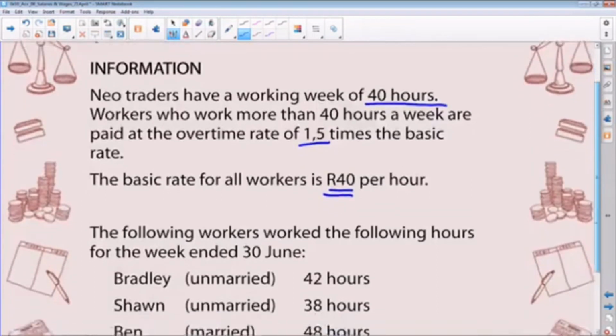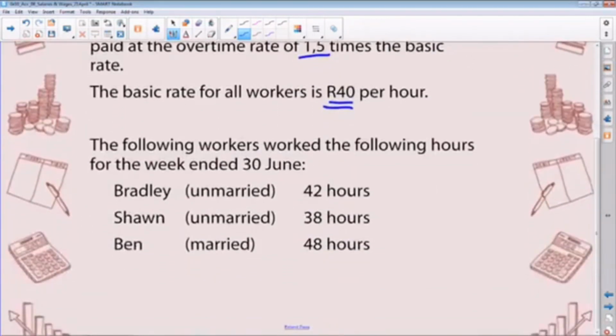Let's continue with the wording here. They say the following workers work the following hours for the week ended 30 June, and I see there's a mistake. Let's quickly fix it. It's actually the 28th of February. Now, I have number 1, Bradley, number 2, Sean, and then number 3, Ben. What do I need to do? I need to go and look at Bradley. How many hours did Bradley work? He worked 42 hours, so therefore 40 hours will be normal.